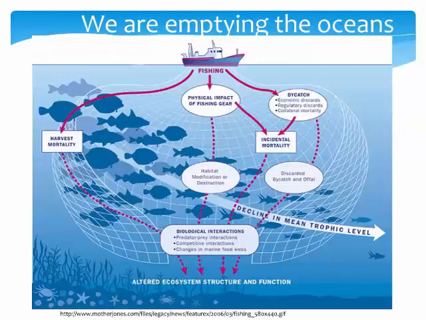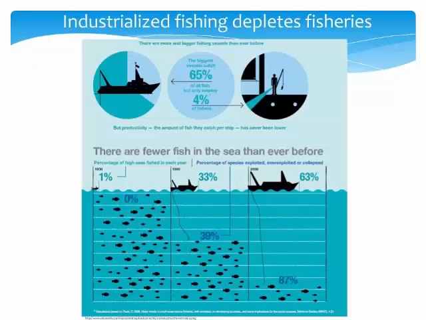You can see from this infographic, industrialized fishing alters the ecosystem structure and function because it artificially reduces the number of species at each trophic level. It destroys or modifies marine habitats and causes incidental mortality through bycatch. What this all means is that we are threatening the balance and functioning of marine and coastal ecosystems. As should be abundantly obvious, people are over-harvesting marine species.